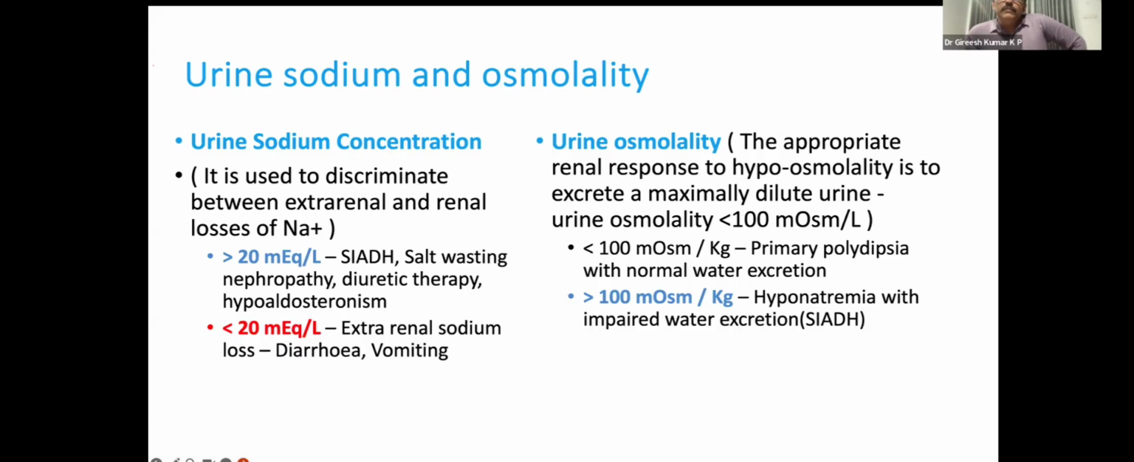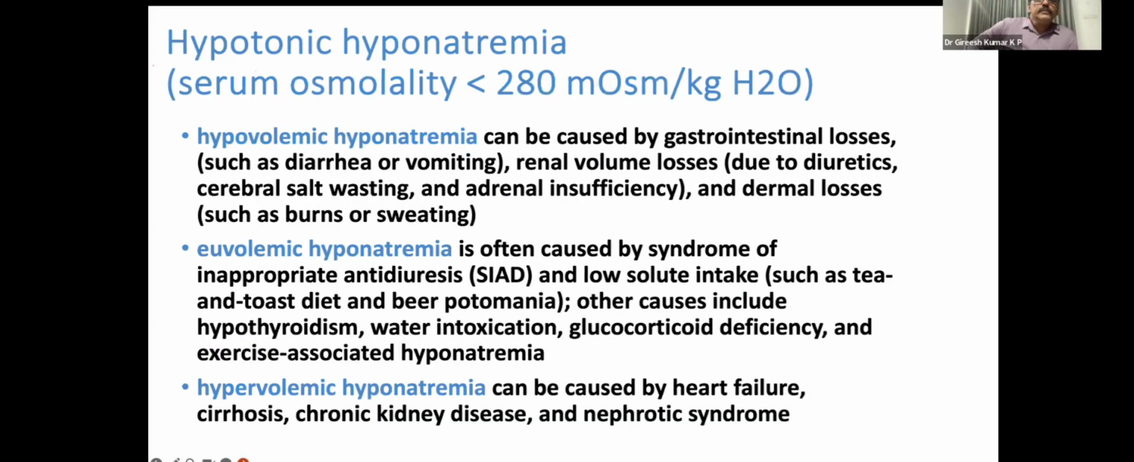So the other investigation will be urine osmolality. You all know that when the sodium level in the urine is very high, the osmolality naturally increases to more than 100 milliosmol per kg. So two important investigations: one is serum sodium and serum osmolality, the other is urine sodium and urine osmolality. These are the two important investigations you do in hyponatremia. And we have discussed the same thing in the previous slides: hypovolemic hyponatremia, euvolemic hyponatremia, hypervolemic hyponatremia. This should be clinically judged.